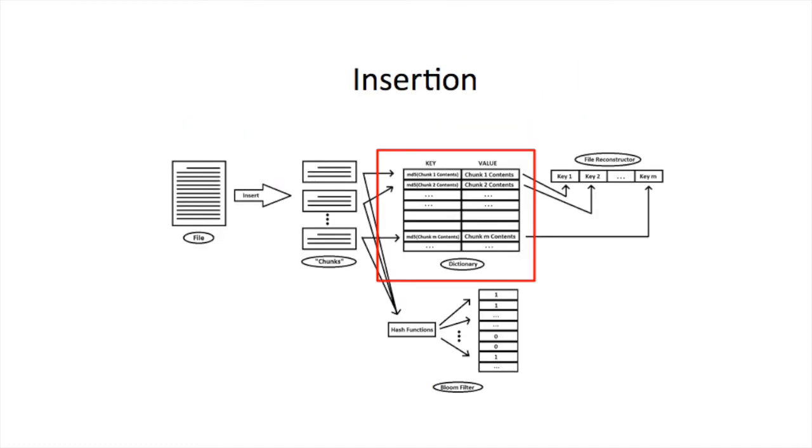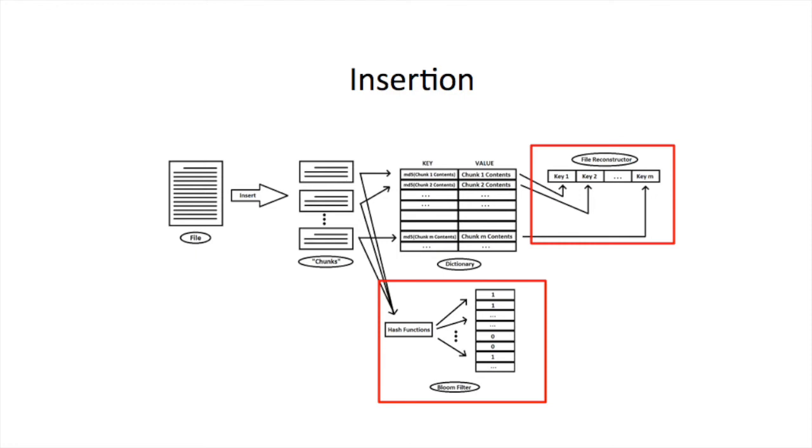Once the file has been broken into chunks, these chunks are stored in our locker in three ways. The first is in a hash map that we call the dictionary. Each chunk is stored in the dictionary as a key value pair, where the value is the content of the chunk itself, and the key is the MD5 hash of that content.